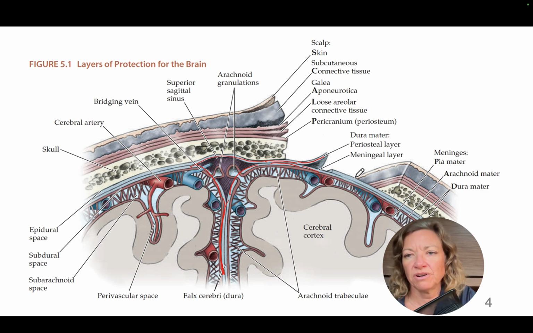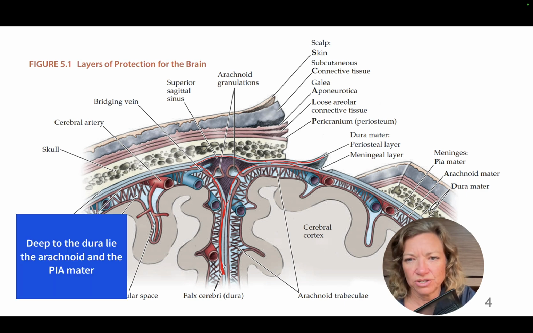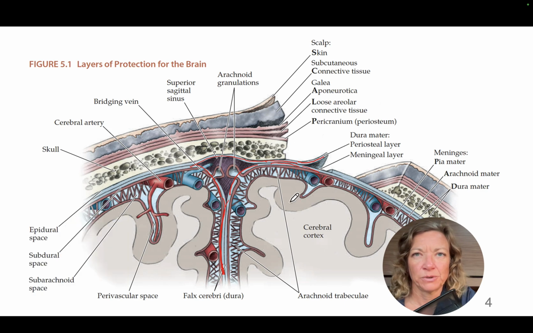Of course, deep to the dura, we have the arachnoid mater and the pia mater. And you can see that the arachnoid space is represented here. It contains not only arachnoid trabecula, but also vasculature supplying the brain and the cerebrospinal fluid.